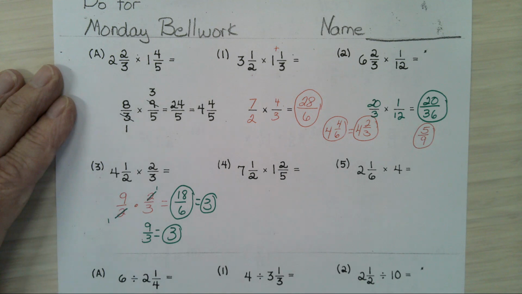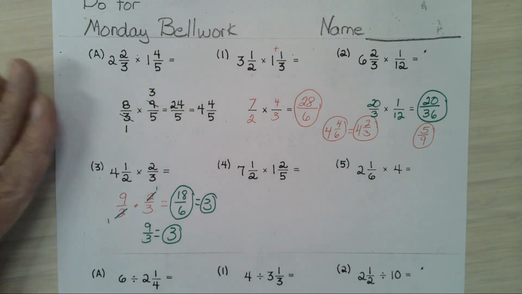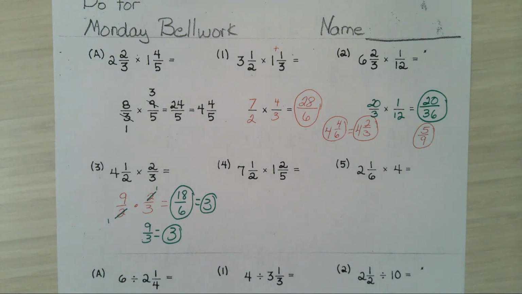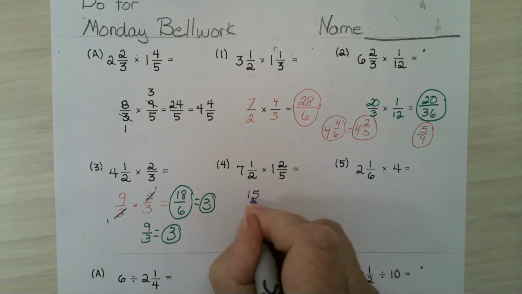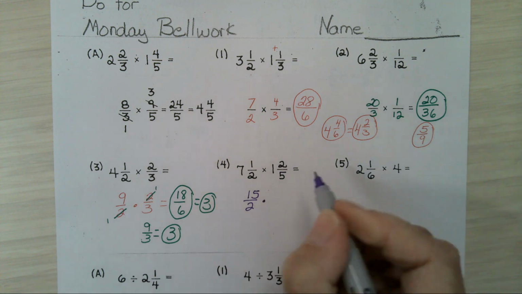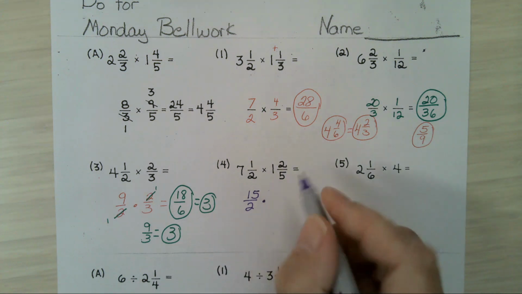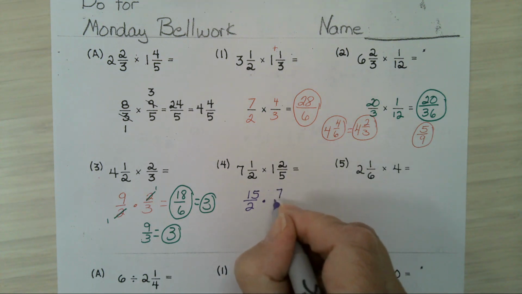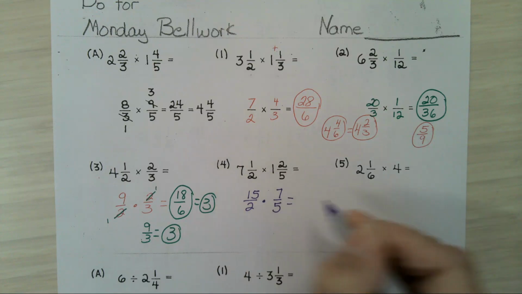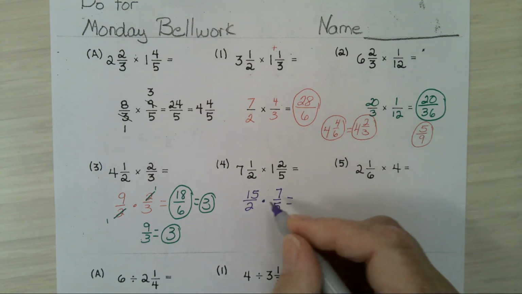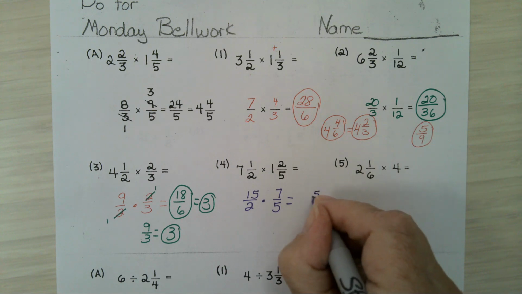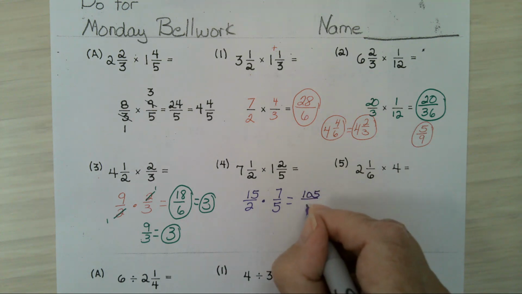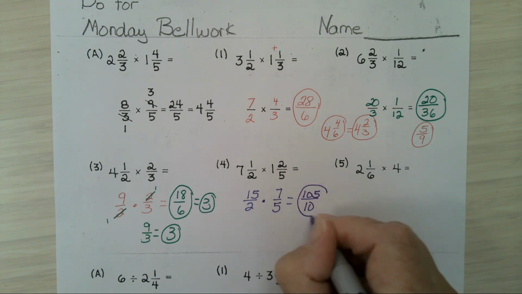Now let's do number 4. In problem number 4, 2 times 7 is 14, plus 1 is 15. Times, 5 times 1 is 5, plus 2 is 7. Now you could multiply straight across. 7 times 5, put down a 5 carry, is 105 over 10. That would be counted right.